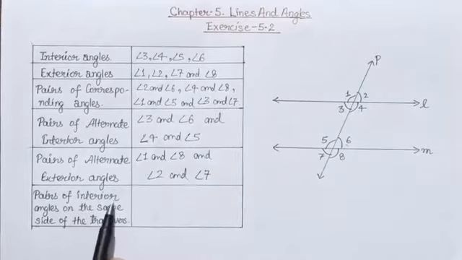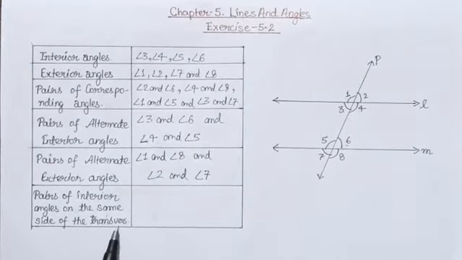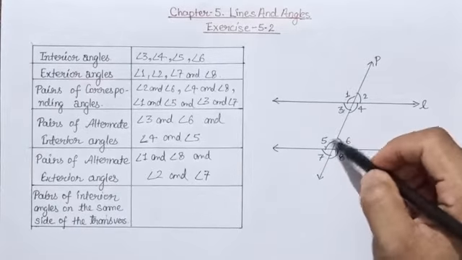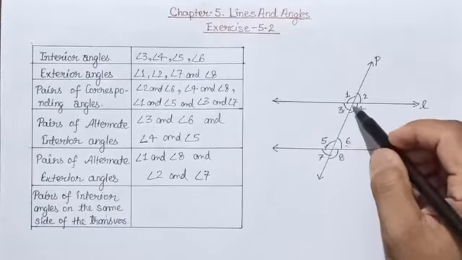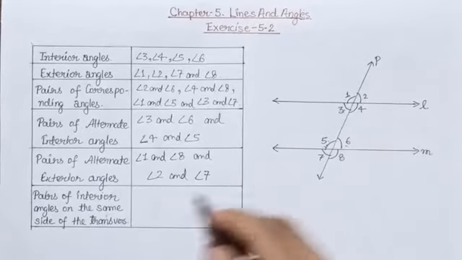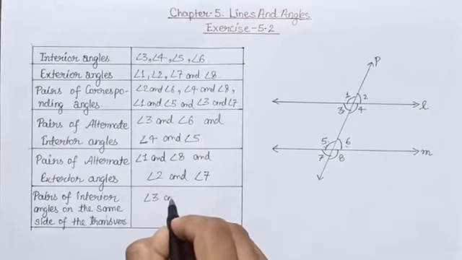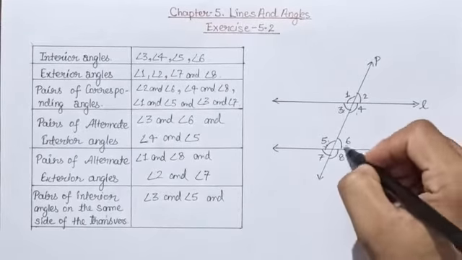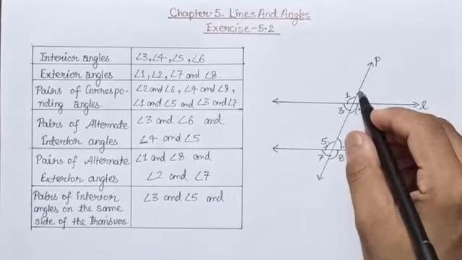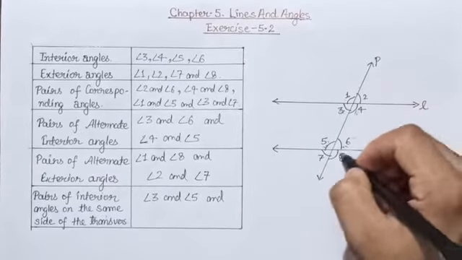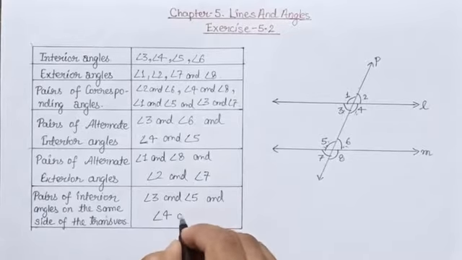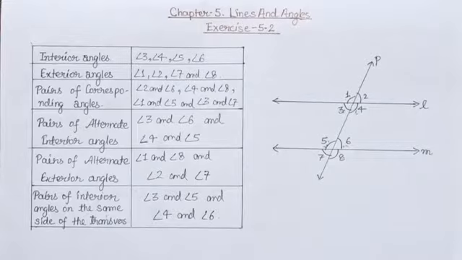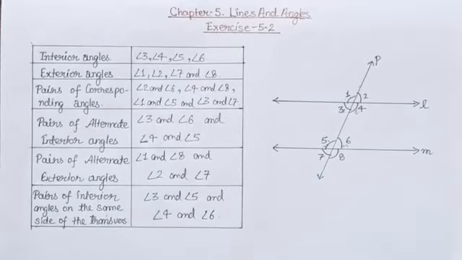And the last, pairs of interior angles on the same side of the transversal. So here you can see angle 3 and angle 5 are one pair of interior angles which lie on the same side of the transversal. And one more pair we have, angle 4 and angle 6, which lie on the same side, that is the right side of this transversal. So these are the several angles which are formed when a transversal cuts two lines.